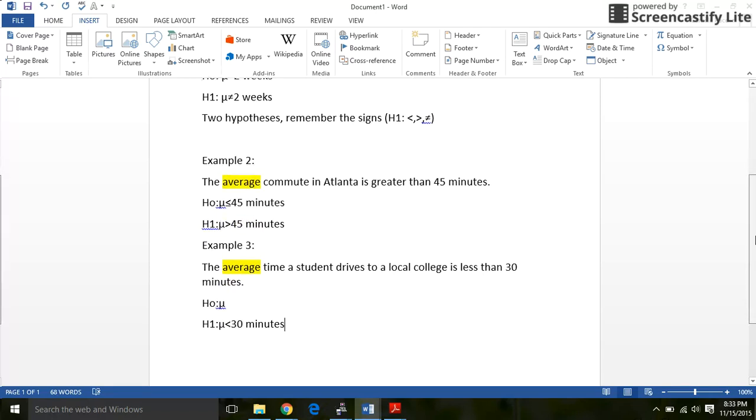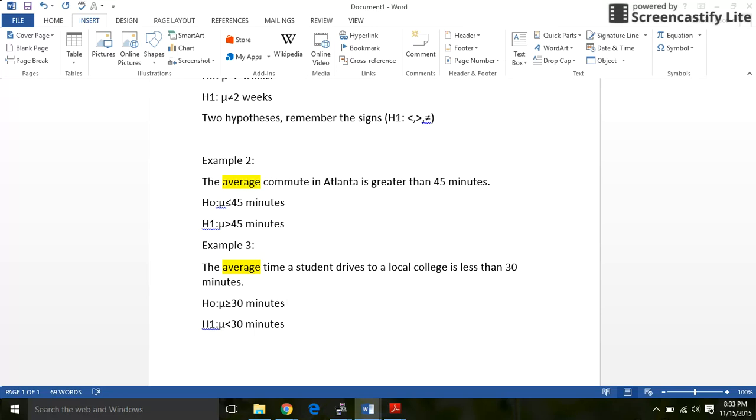Let me bring that up. All right, so to solve for the null, I do the mathematical opposite. So if you can't be less than 30 minutes, you can be equal to or you can be greater than. So I'm going to go up here and do the greater than or equal symbol in the 30 minutes. Okay? That is the way that you do the hypotheses for this section.